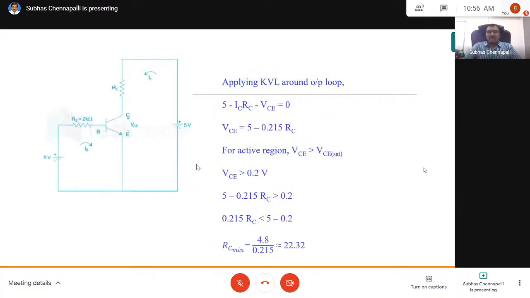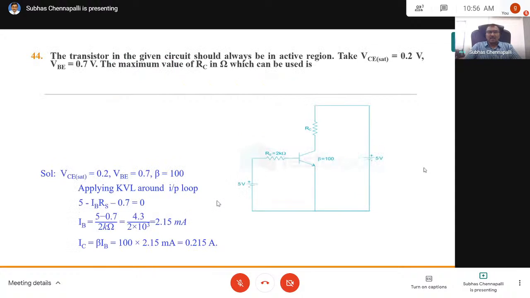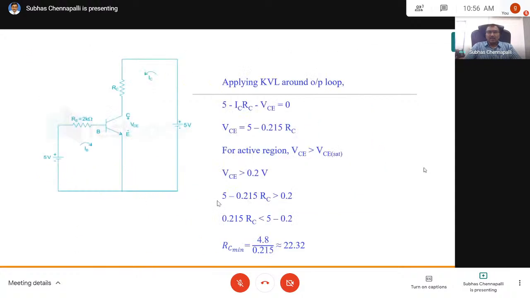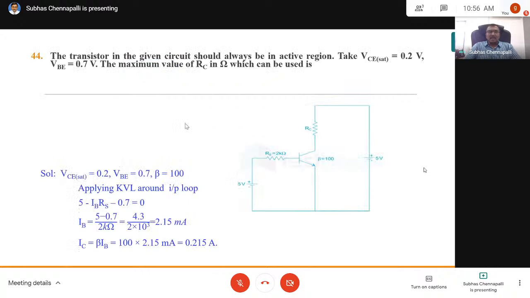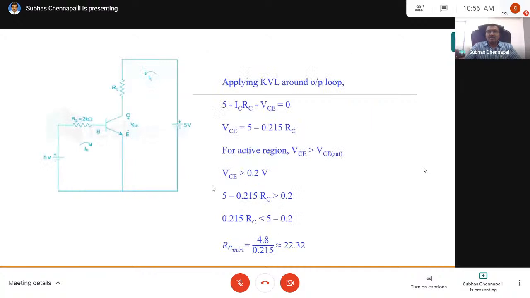We should have the RC actually in the percent. Minimum it should be that much, it could be more also. Any options given? So RC minimum is 22.32, but I think there is some mistake here. Not maximum, it is the minimum value. With the given data, you cannot calculate RC max, you can calculate RC minimum. There is some problem with this.